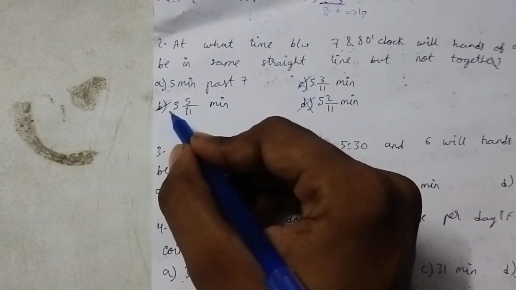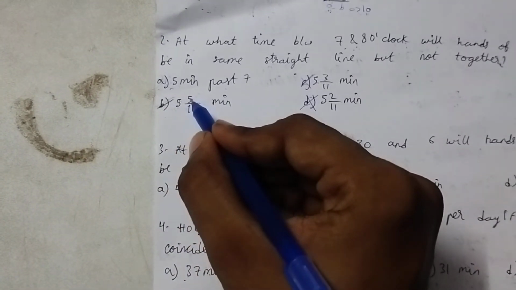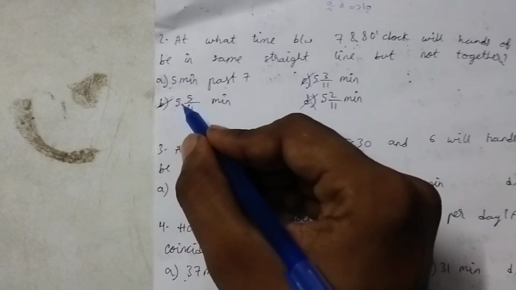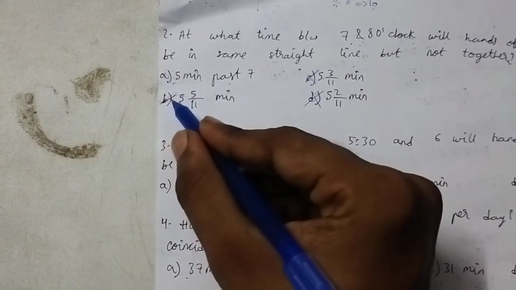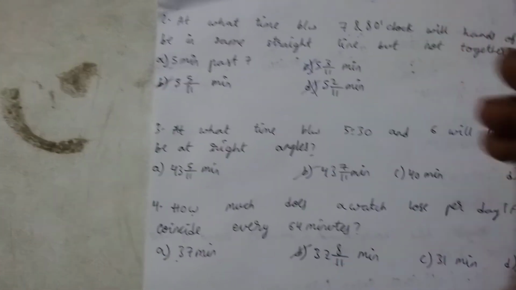When we came to this option, 5 plus 5 equal to 10, which is divisible by 10, so we have to pick this option, and it is the answer of the given question.